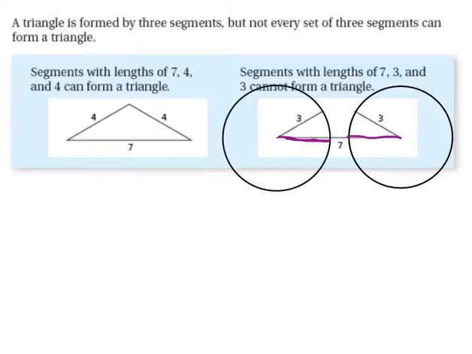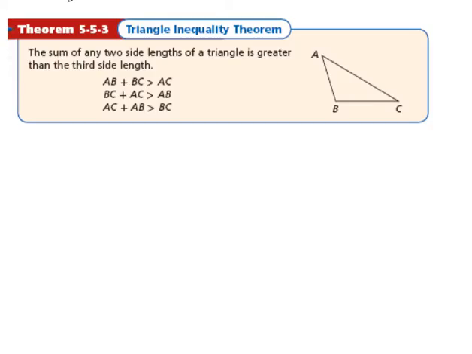So from this, we have a theorem that tells us what kinds of segment lengths can form a triangle. It says the sum of any two side lengths of a triangle is greater than the third side. So if you look, this segment plus this segment, AB plus BC, has to be greater than AC.